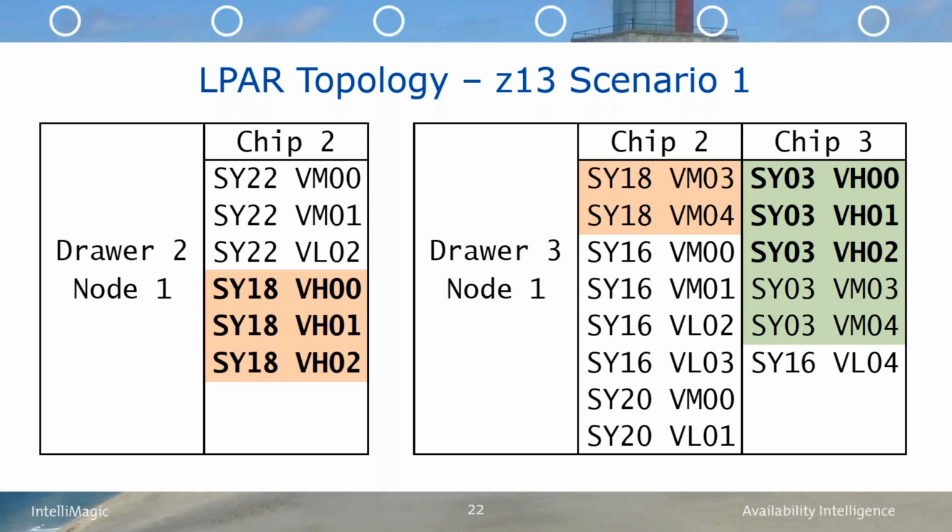So in this scenario, the logical CPs from several LPARs are competing for physical CPs on 3 chips across 2 drawers. Now I added green and orange shading to compare and contrast 2 primary production systems, systems 3 and 18, that execute similar data sharing workloads, both having 3 vertical highs and 2 vertical mediums. Now note that the vertical highs and vertical mediums for System 3, shaded in green, are co-located on the same chip.